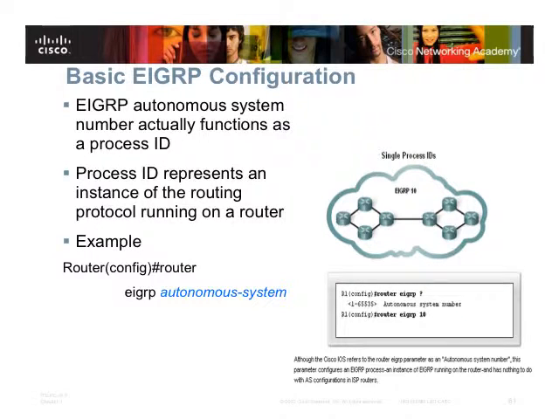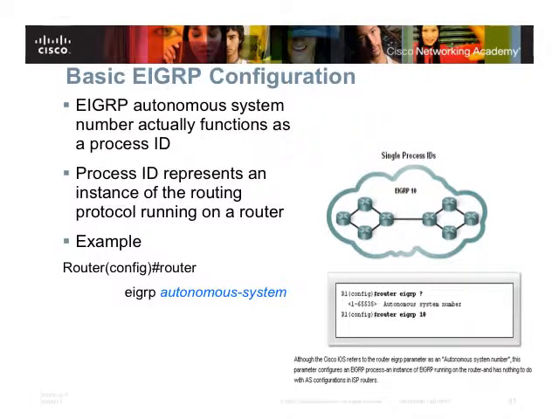The basic configuration of EIGRP again uses this autonomous system number, which actually functions as the process ID, as we said. The important thing about that is that all the routers that use the same process ID can exchange messages together. If these routers have different process IDs, then they are not adjacent to each other. They will not hear any messages coming from other routers if they have different process IDs.